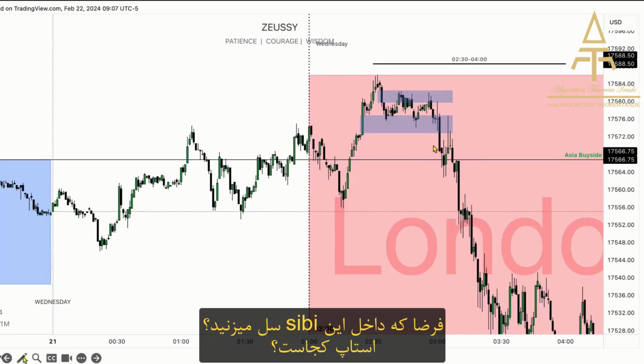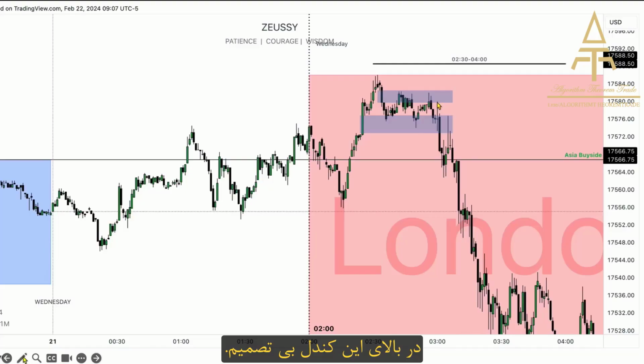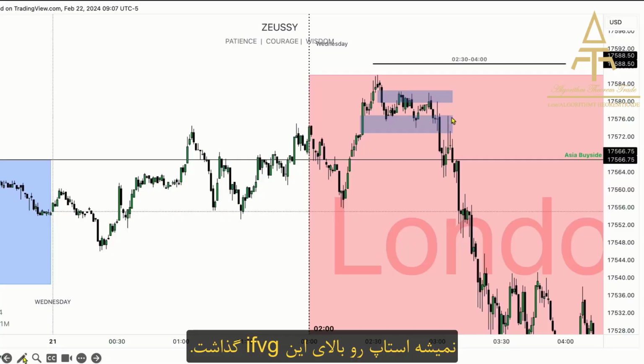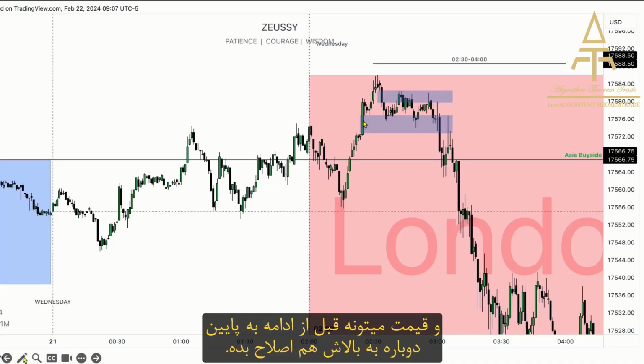So let's say that you went short right here inside of the CB. Where would your stop be? Your stop would be above the high of this indecisive candle, because that indecisive candle is the invalidation if price is going to fall over. You cannot place your stop at the high of the CB because of this inversion fair value gap. Price might retrace into that before continuing lower.